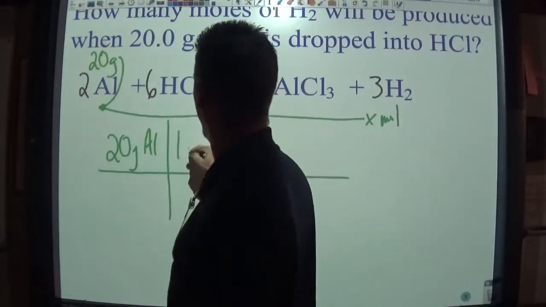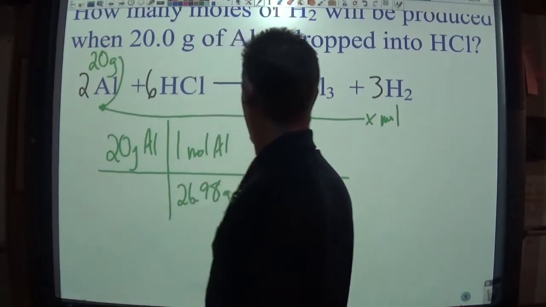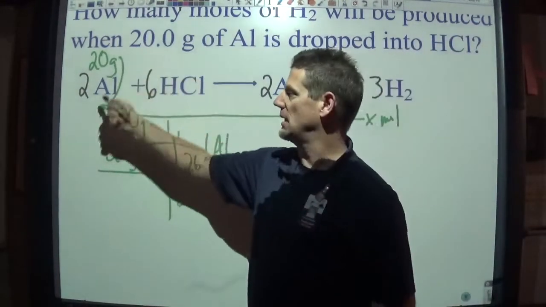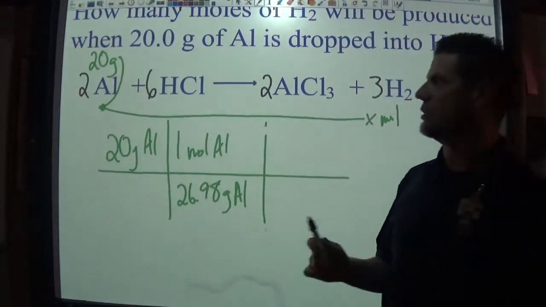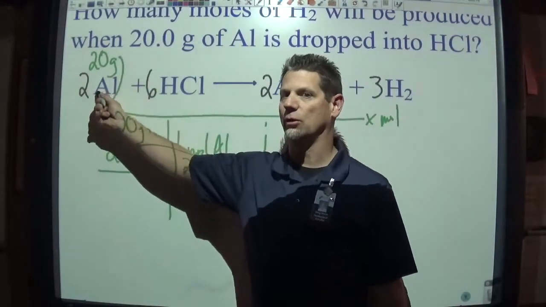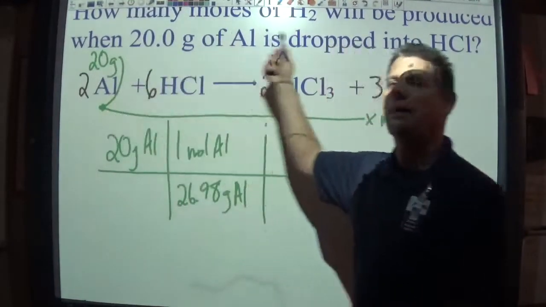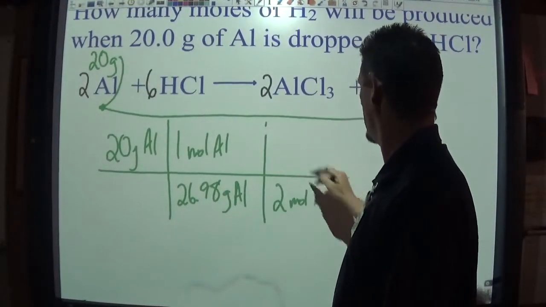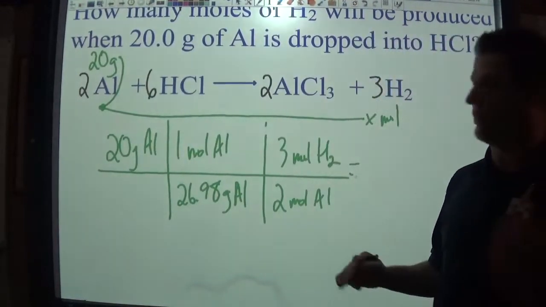The first one, 1 mole of aluminum on the periodic table is 26.98 grams of aluminum. That step converts us from grams into moles. Then I can use the mole to mole ratio to determine how many moles of aluminum are going to make moles of hydrogen. For every 2 aluminums, I'm going to make 3 hydrogens. So 2 moles of Al goes on the bottom, 3 moles of H2 goes on the top. And now I just do simple algebra.